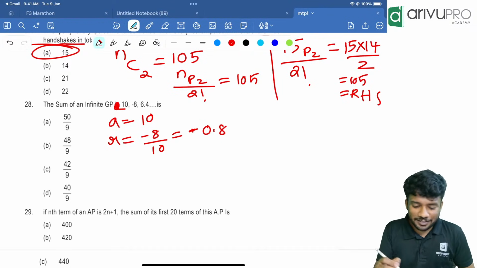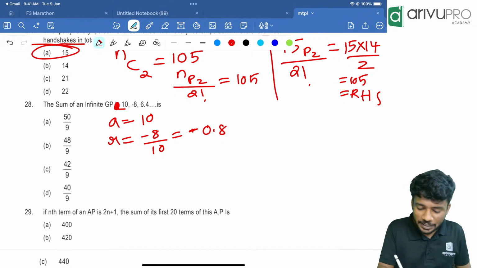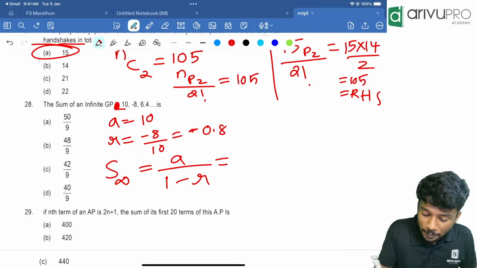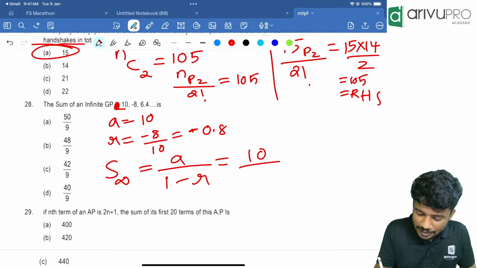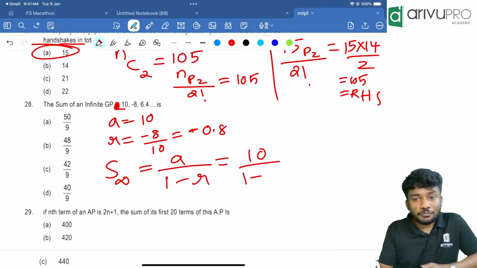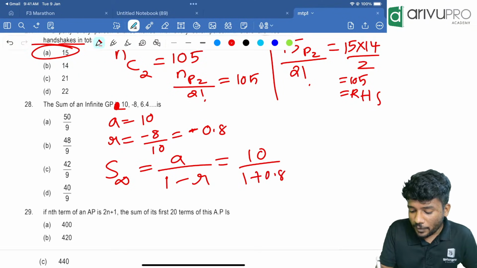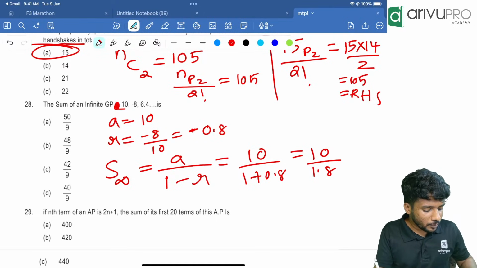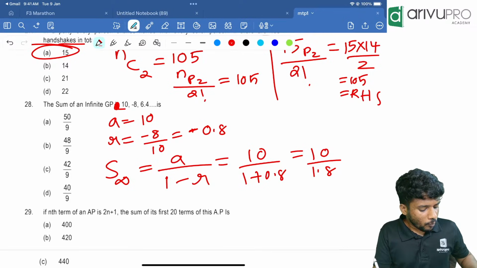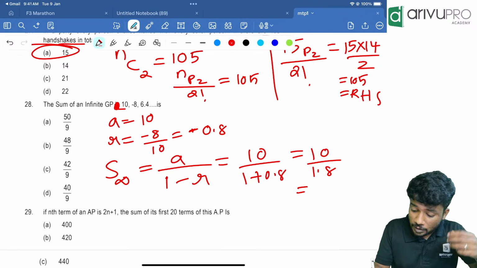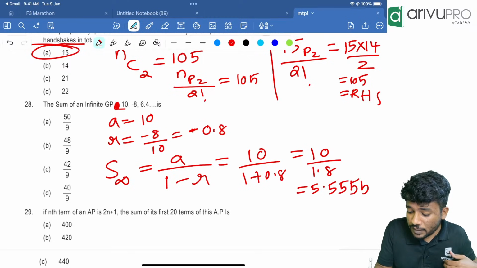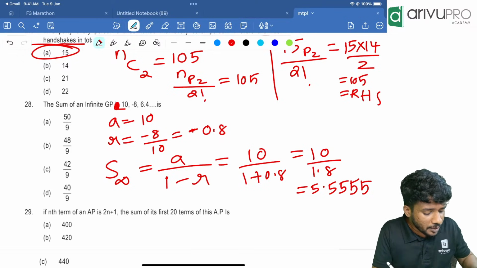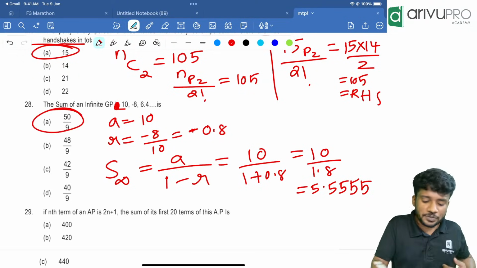Now, what is the method for finding the sum of infinite terms of a GP? S infinity is equal to a divided by 1 minus r. a is how much? 10 divided by 1 minus r. How much is 1 minus of minus 0.8? 1 plus 0.8, that is 10 divided by 1.8. Take your calculator. 10 divided by 1.8 is equal to 5.55555, etc. Now check which option is giving you that answer. Check option A. 50 divided by 9, that is 5.555. Option A is your answer.